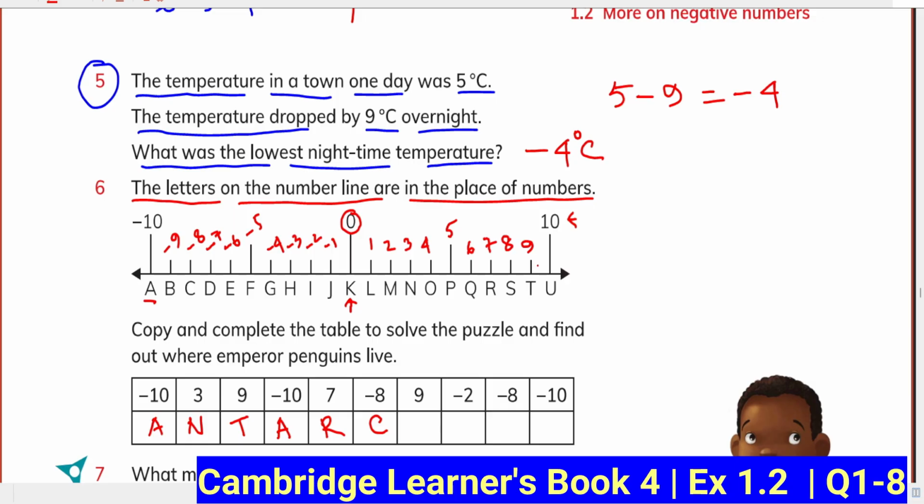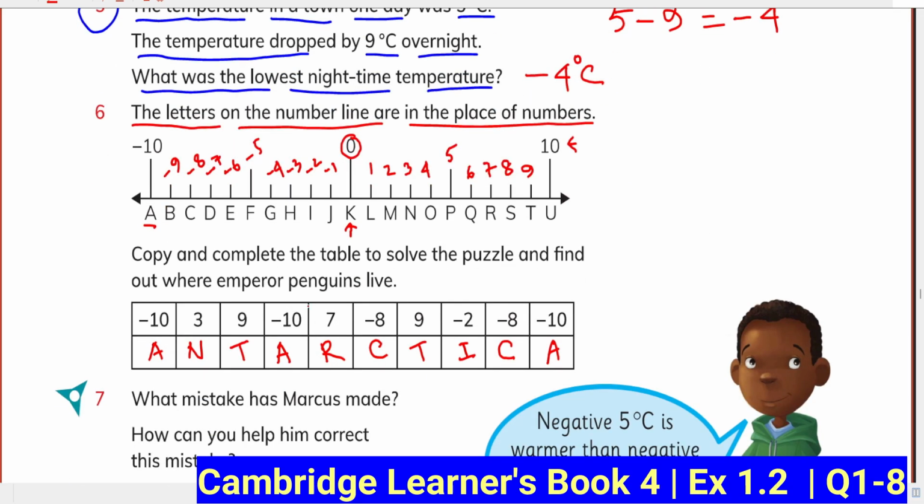9 means it's a positive 9, it means this one is a T. Minus 2, which is I. Minus 8, it's a C. Minus 10, it's an A. Now it's a very interesting matter. Copy and complete the table to solve the puzzle. I already finished this one. Find out where emperor penguins live. It's Antarctica. Here is T-I-C-A, Antarctica. Very interesting question.